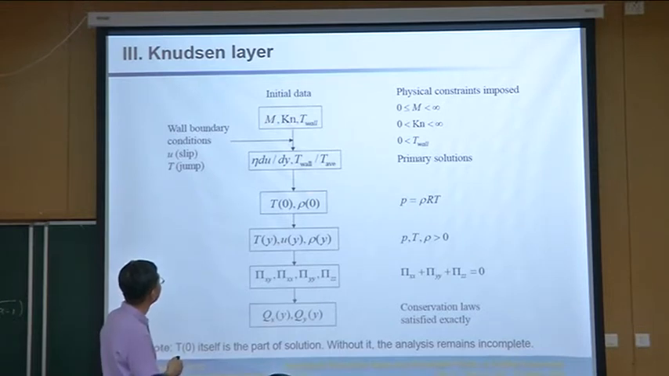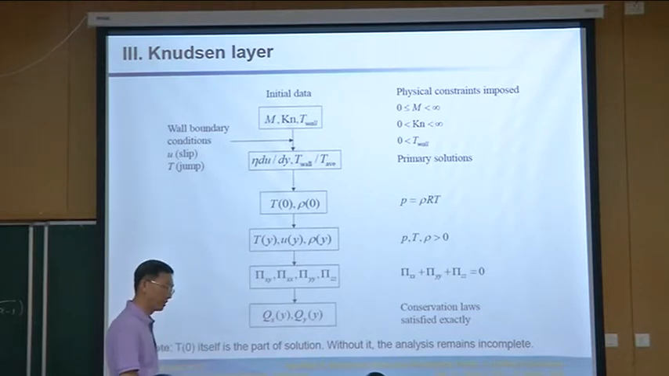So the inputs are Mach number, Nusselt number, and wall temperature. And I allow n to be infinity, Nusselt number to be infinity, and wall temperature. And then from the conservation law, this is the primary solution. You apply some slip and jump condition. Remember, this is T average, the temperature average. Then from that information you can determine the central temperature, central density, and then the temperature and velocity as a function of y. And then you have shear stress and normal stress, and finally you have heat flux. This is how analytical solutions are developed.